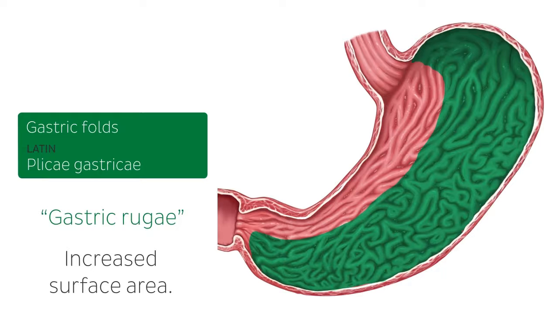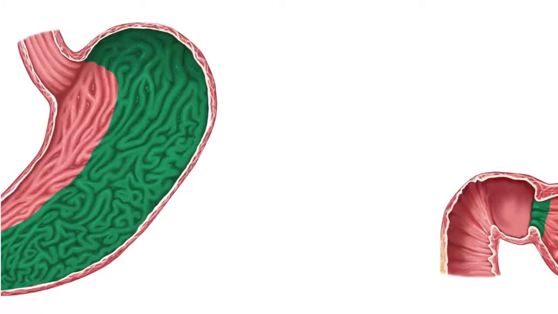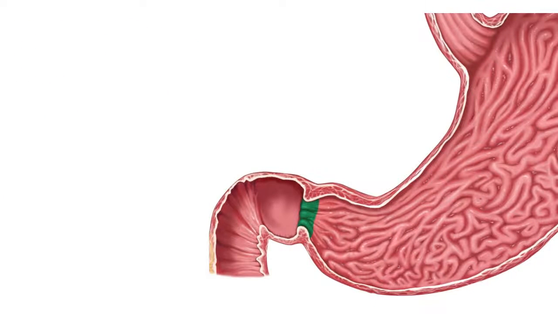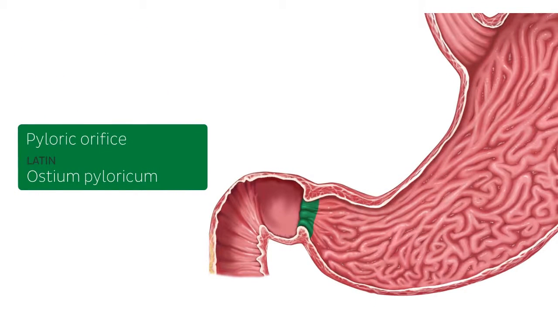These mucosal folds stretch when food enters the stomach. This means the stomach is able to increase in volume without increasing the pressure inside the stomach. Another structure we can see when we look at the open stomach is the pyloric orifice. This is located at the end of the pyloric canal and marks the junction between the stomach and the duodenum.